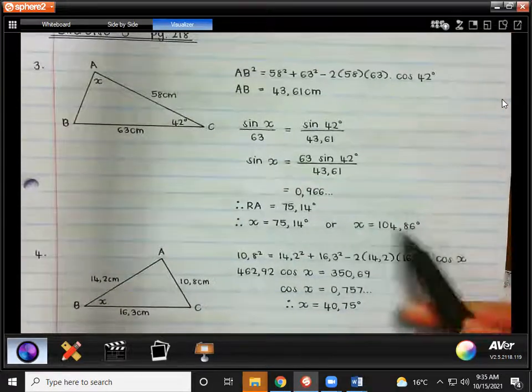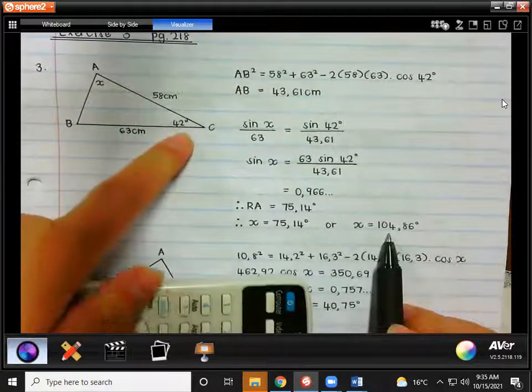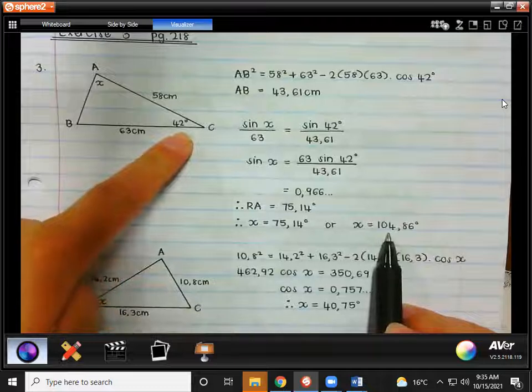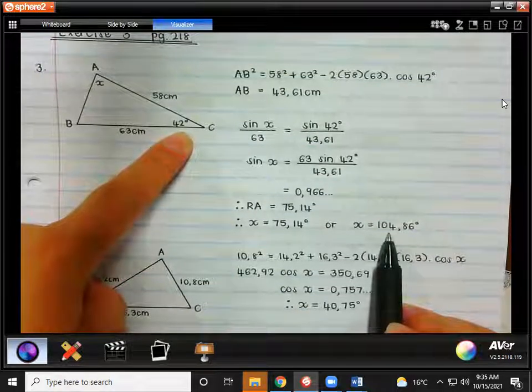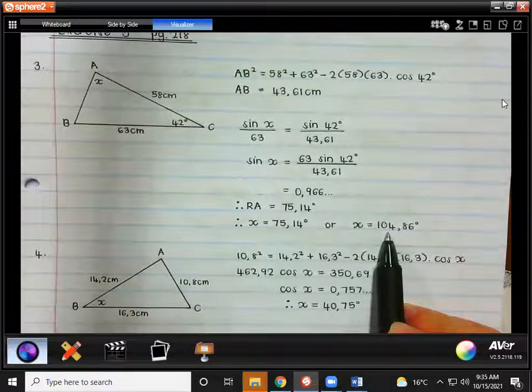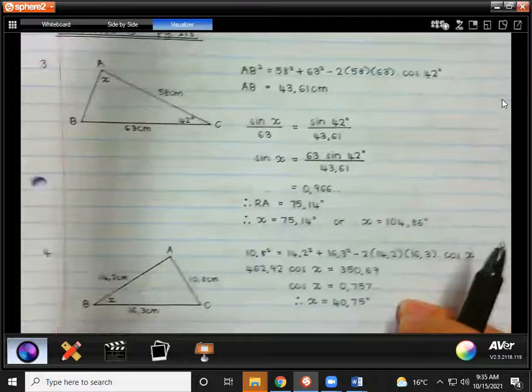So if this is the second solution, if you add 42 to it, it's still less than 180. All right, so you would still have space for angle B. So the second solution is valid in this case.